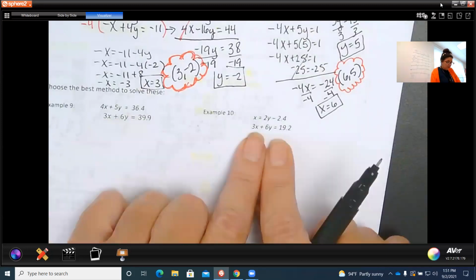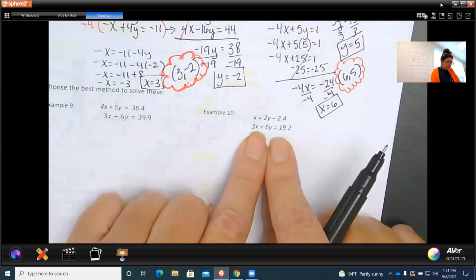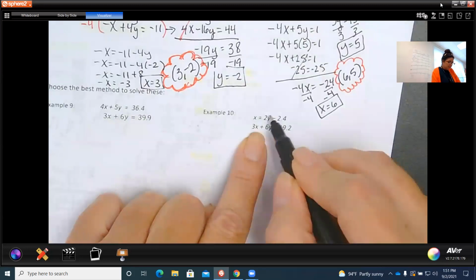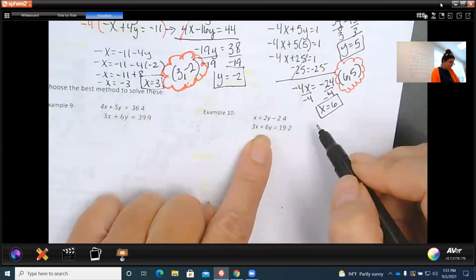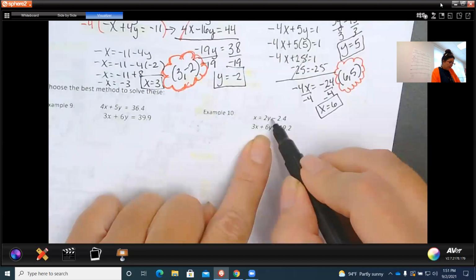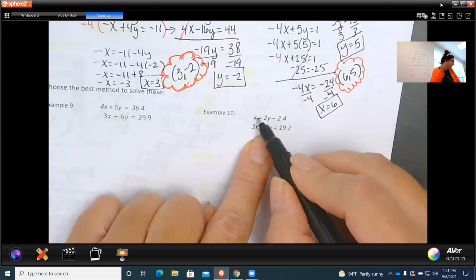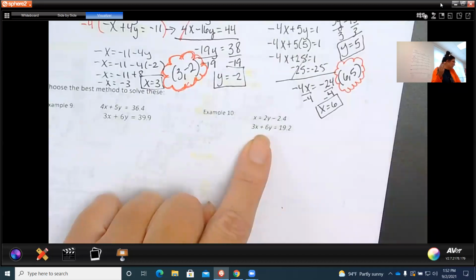Example 10, what would be the easiest? Substitution, because I know what x is equal to, I can just plug that into the other one. But if I wanted to rearrange and use elimination, could I? Because I could just subtract 2y and put it over here and get x minus 2y, then it would line up and I could use elimination there as well, right?